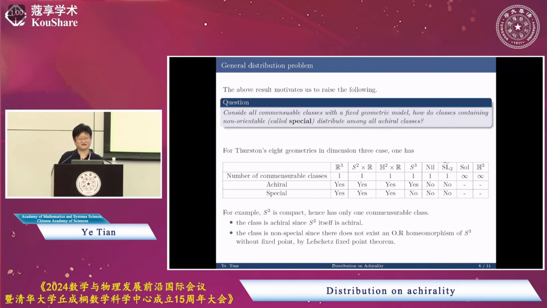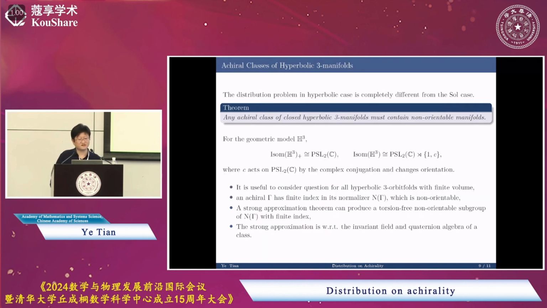And there are still infinitely many classes. So what's the answer for this case? The distribution problem in the hyperbolic case is completely different from the Sol case. This is my joint work with Yin Hang. In this case, we prove any achiral class of closed hyperbolic 3-manifolds must contain a non-orientable manifold.